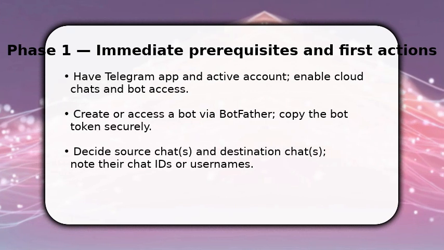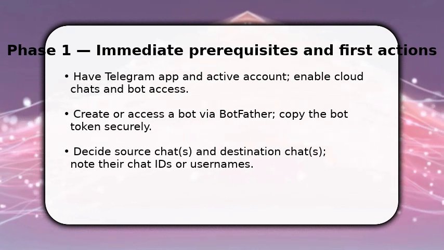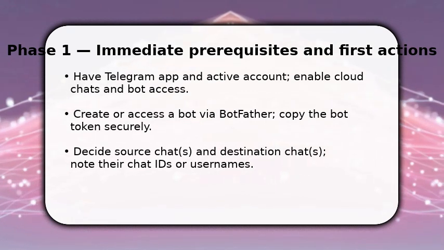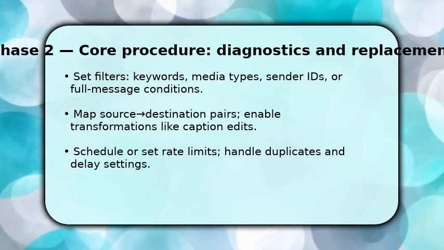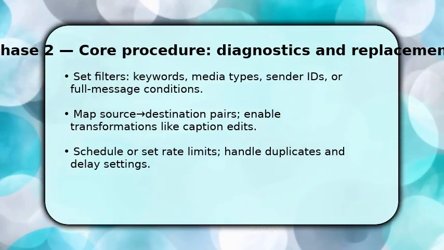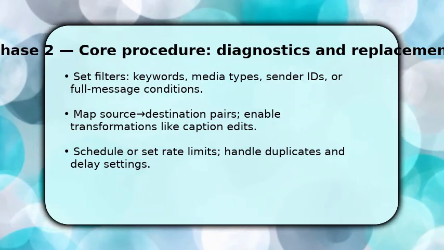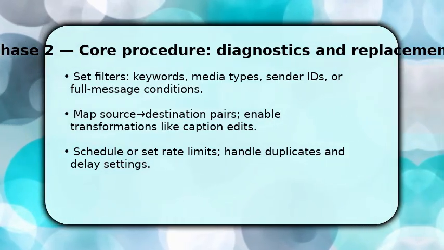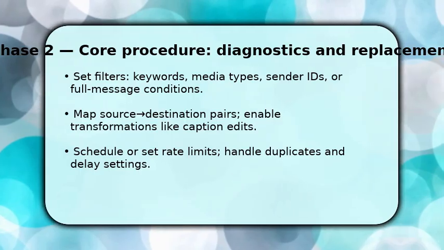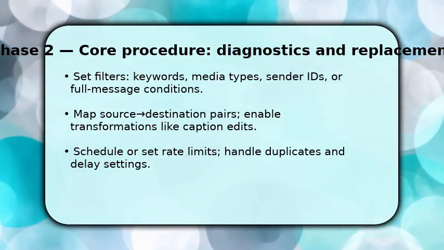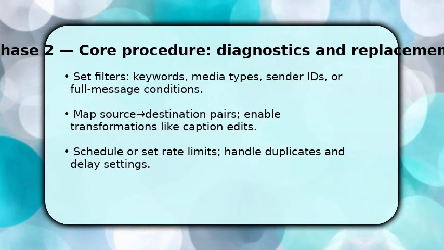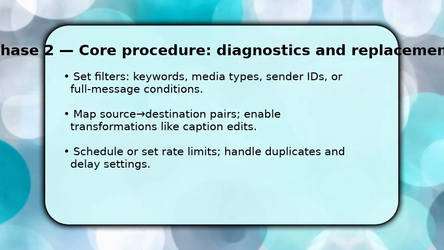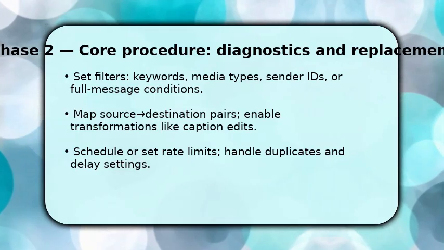Once the bot is connected, define rules clearly. You will create filters for keywords, media types, or specific senders. This prevents noise. Then map each source to one or multiple destinations and choose whether to forward as copy or forwarded message. Make that choice based on privacy needs. Next, set rate limits or batching to avoid spam flags and configure optional transformations like editing captions or stripping attachments.